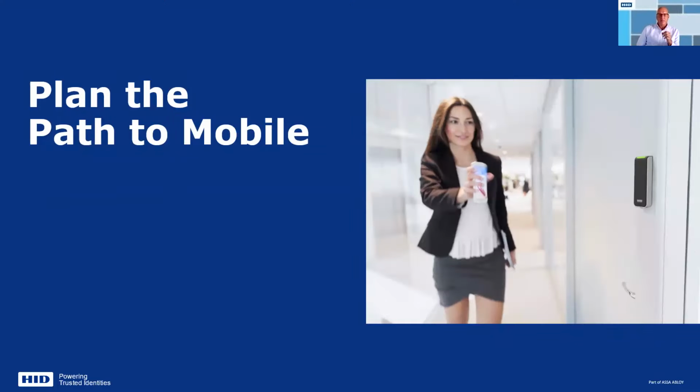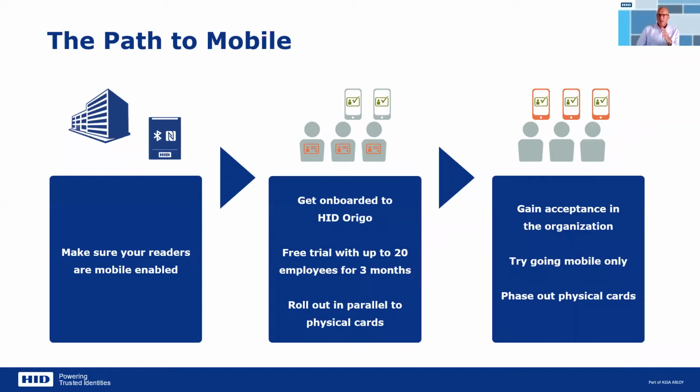So what is the planned path to mobile? There are simple steps. First of all, you need to make sure that your readers are mobile enabled. Then you get onboarded on the HID Origo, which is the cloud platform to manage it. And as soon as that happens, you can immediately get the free trial, which you can use with up to 20 employees for up to 3 months.